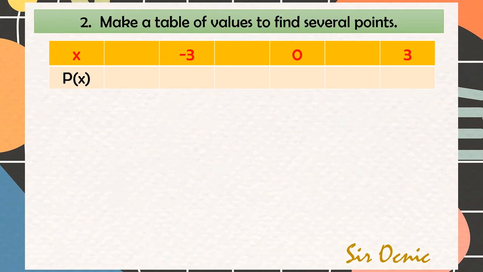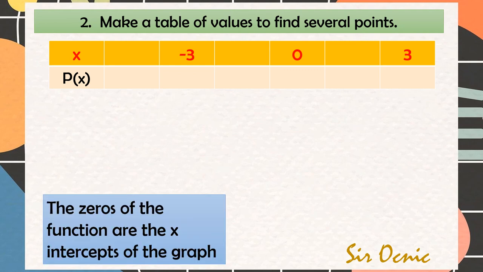Let us now make a table of values to find several points. Remember that the zeros of the function are the x-intercepts of the graph. Therefore, the value of p of x for each of 0, negative 3, and 3 are all zeros. Let us insert negative 4, negative 1, and positive 1 in our table of values.